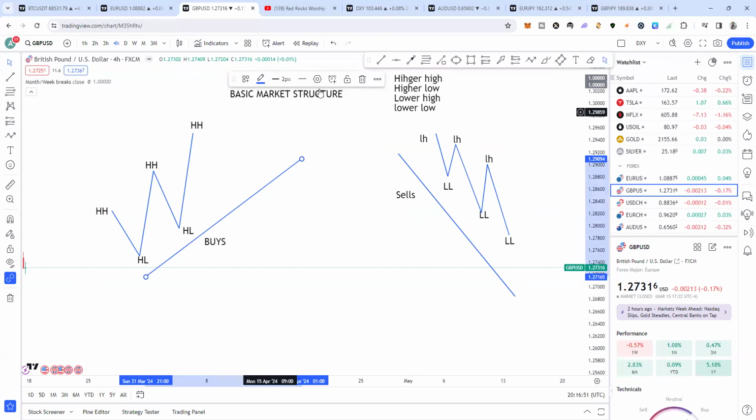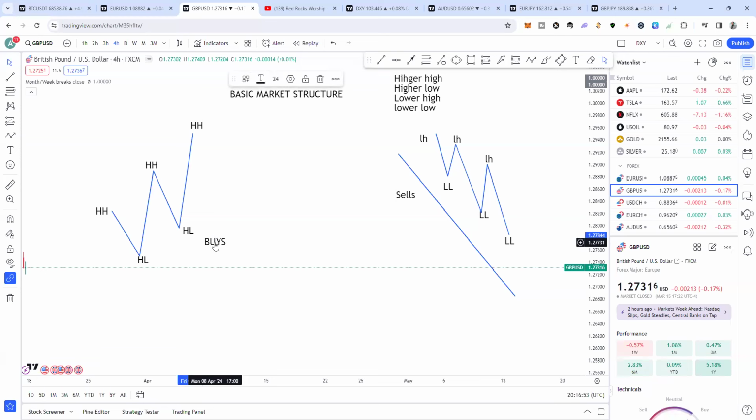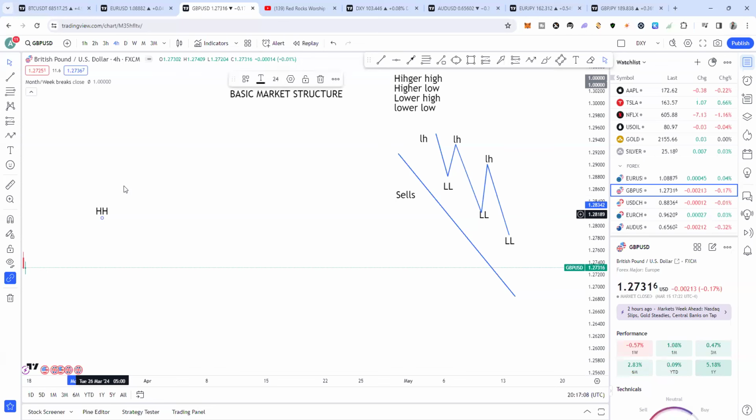All right. So let me clear this. Then I'm going to look at how these things are formed. Give me a minute. So we say, in a bullish scenario, the market creates what? A higher low.